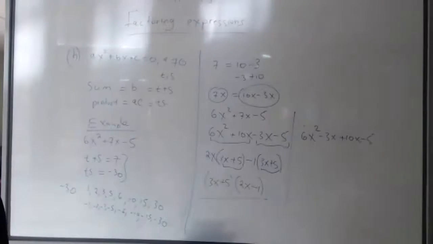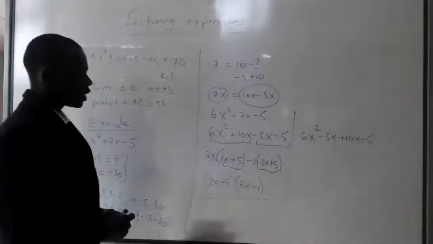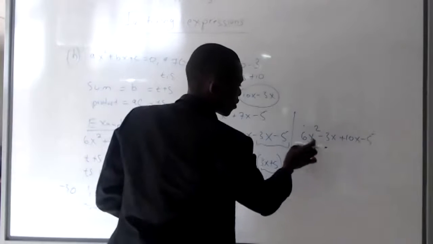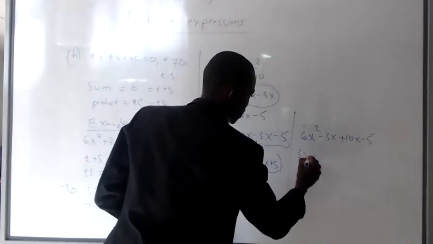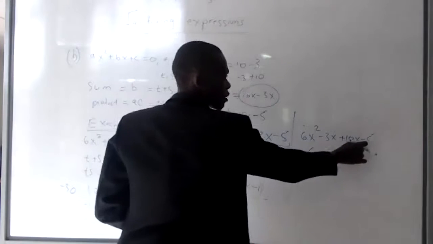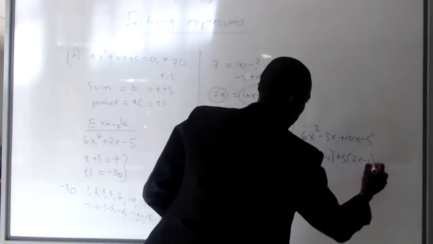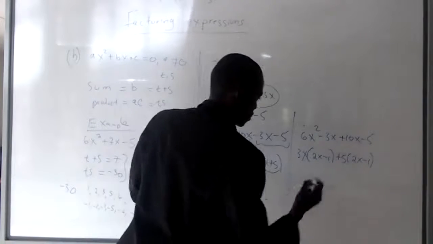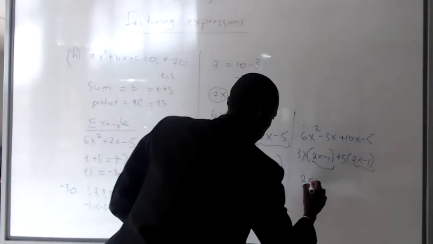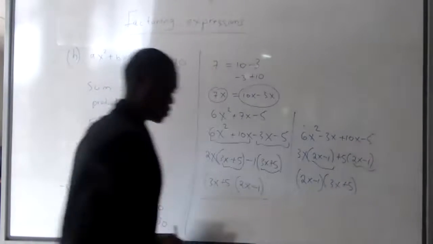It's like starting a journey, and then at the end of the journey, you change your direction back to where you came from. So 6x squared and 3x, the common factor is 3x. So you factor 3x into 2x minus 1. 10x and 5, the common factor is 5. So plus 5 into 2x minus 1. And then 2x minus 1 is common. So we pick 2x minus 1 and 3x plus 5, which is the same.